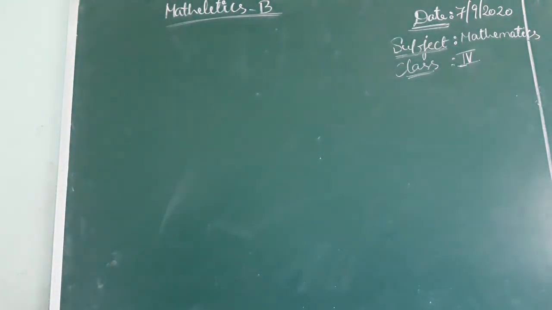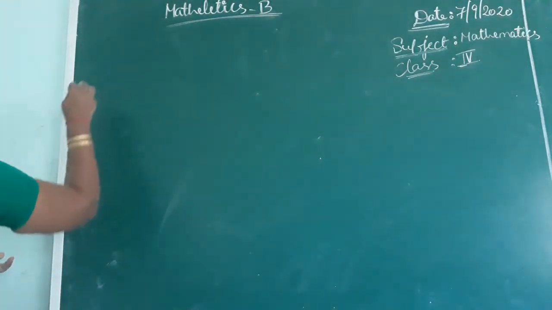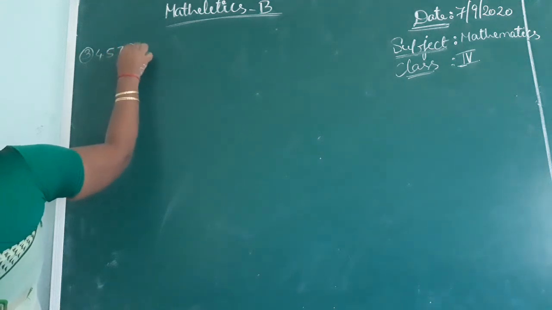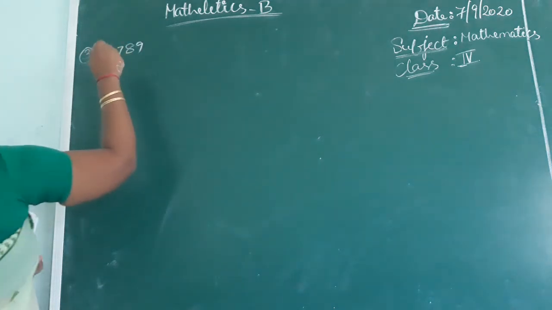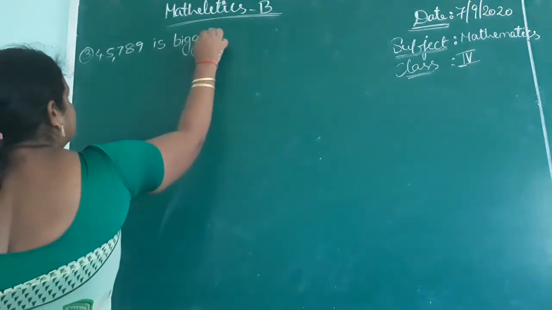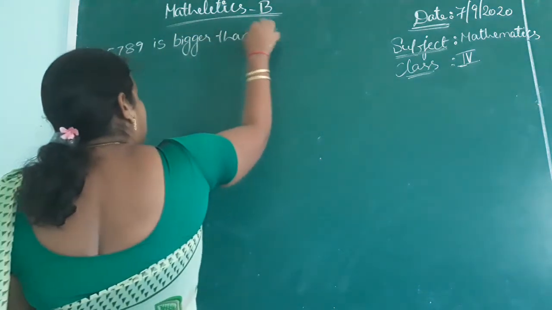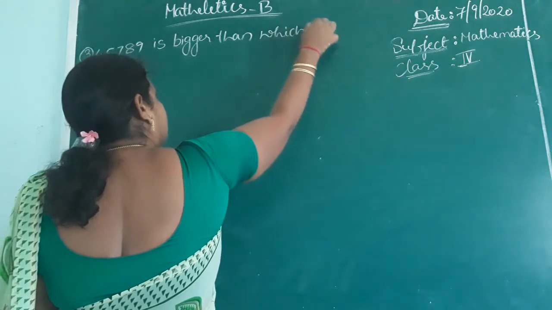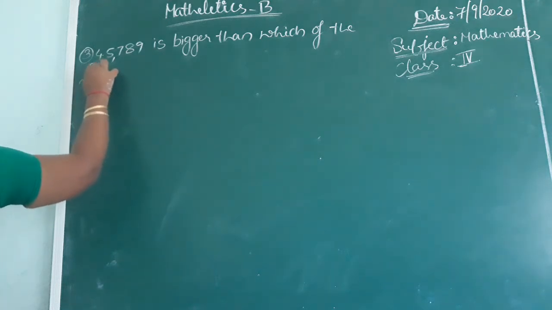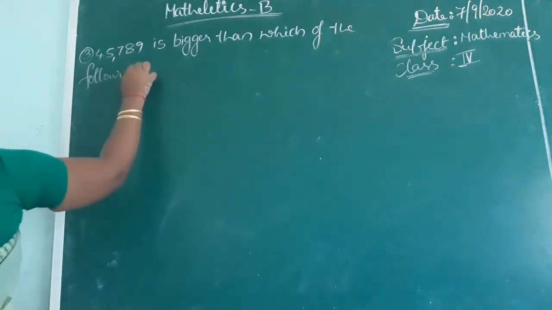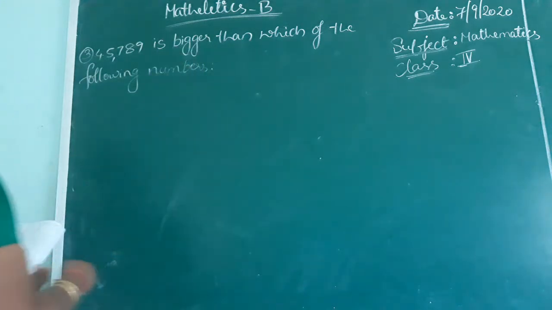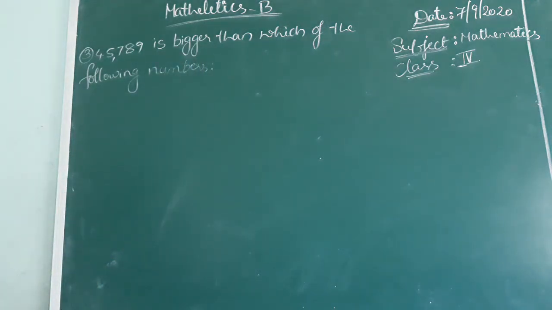See the third one. 45,789 is bigger than which of the following numbers? See those numbers given.